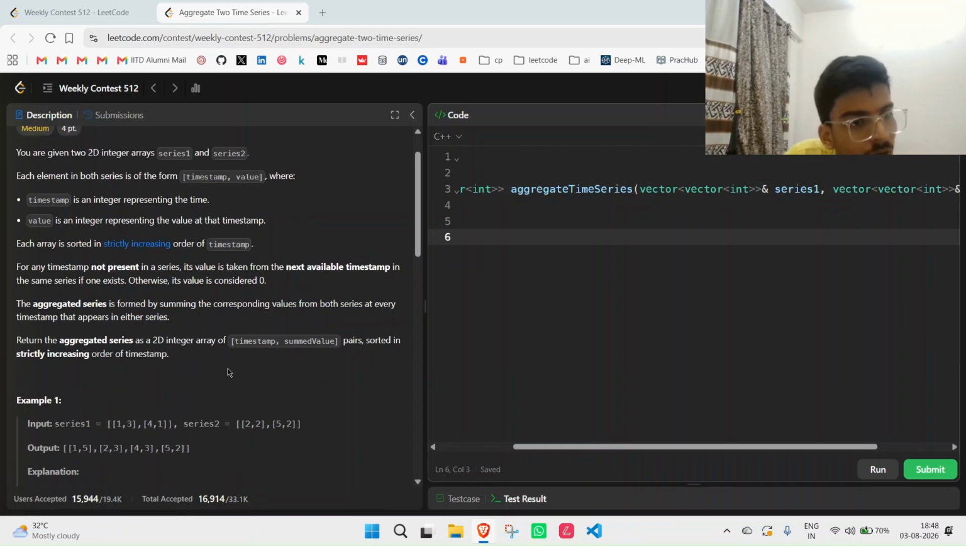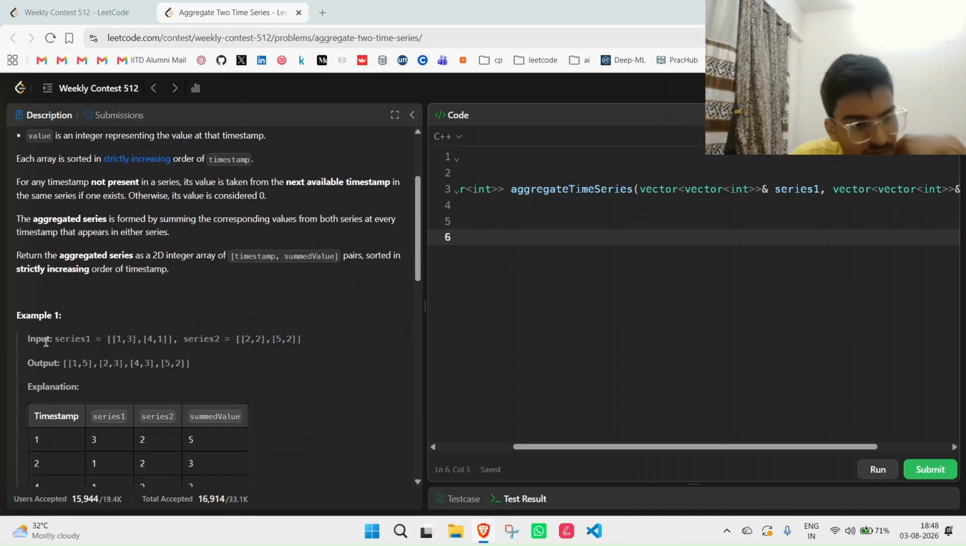For any timestamp not present in a series, its value is taken from the next available timestamp in the same series if one exists. Otherwise, its value is considered zero. The aggregated series is formed by summing the corresponding value from both series at every timestamp that occurs in either series. Return the aggregated series as a two-integer array of timestamp and sum value, ordered in strictly increasing order of timestamp. Okay, so let's see an example.